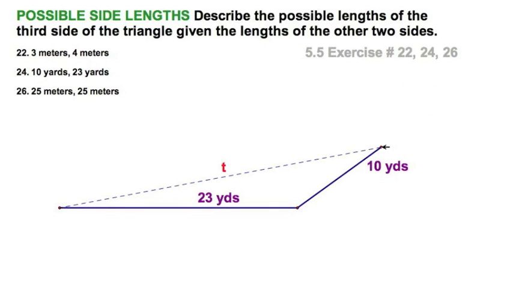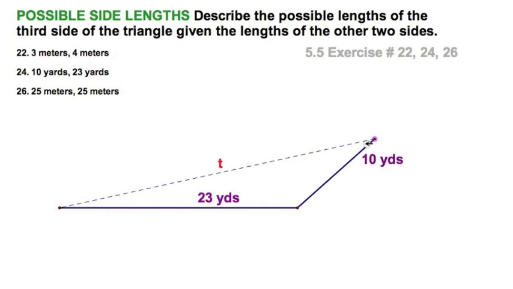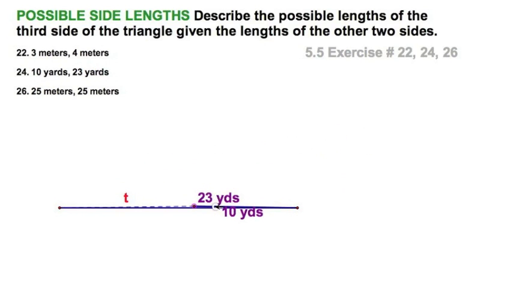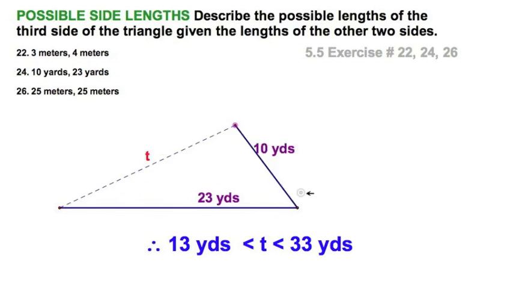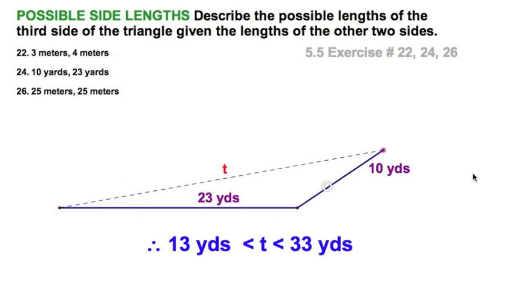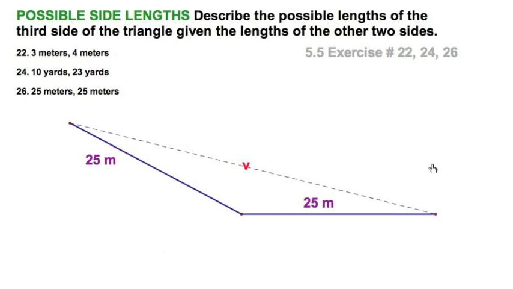And again, we've got consistent units. And what do you think? 13, 23 minus 10? 23 plus 10. So T is between 13 and 33 yards. Okay, one more, really quick.